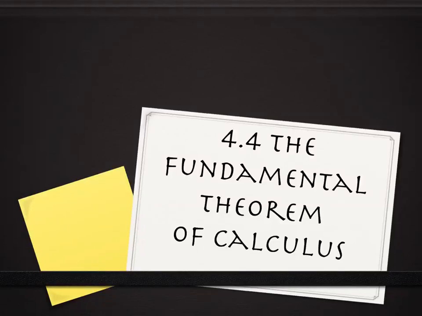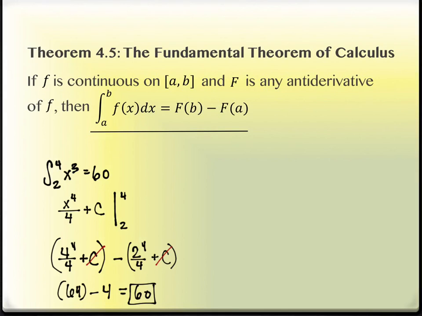Okay, we're going to finish section 4.4. We were looking at the Fundamental Theorem of Calculus. The part that's going to be important for us to remember for the next example is this theorem's definition. The Fundamental Theorem of Calculus tells us that if we have the integral from a to b of a function, we can take the antiderivative, that's the capital F of x.